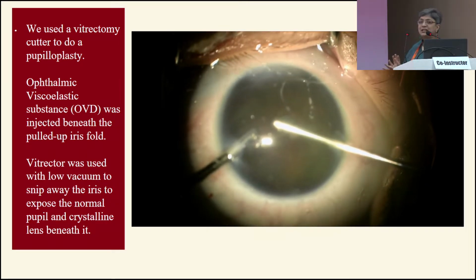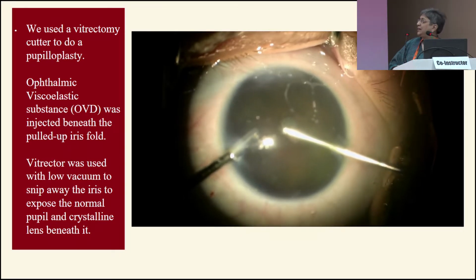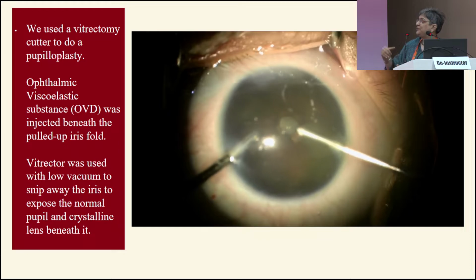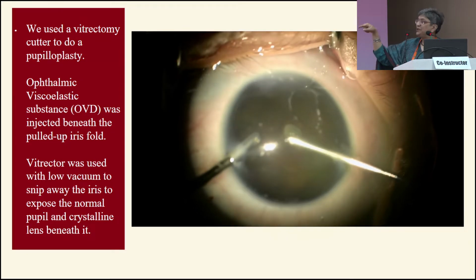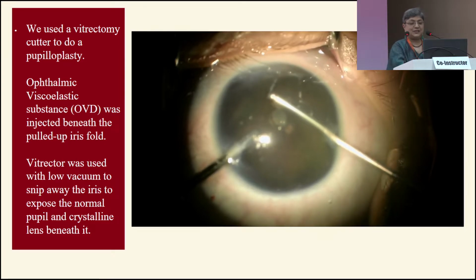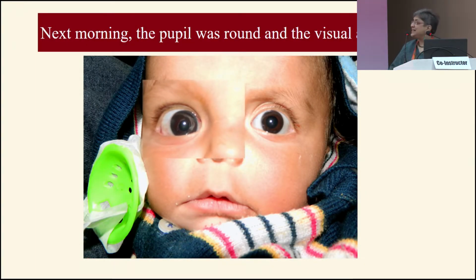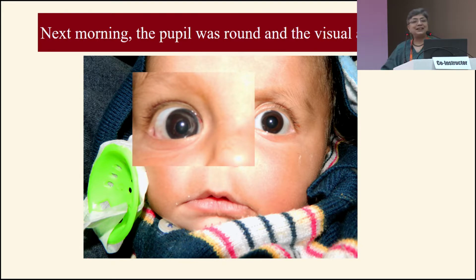So this was just an iris fold which was over the pupil, and we just cut away that fold. This is an absolutely normal pupil underneath with the sphincter intact. So next morning, to our delight, this is what the eye looked like. We were so happy, and everybody was so happy looking at him. Look, this is what the UBM did for us.